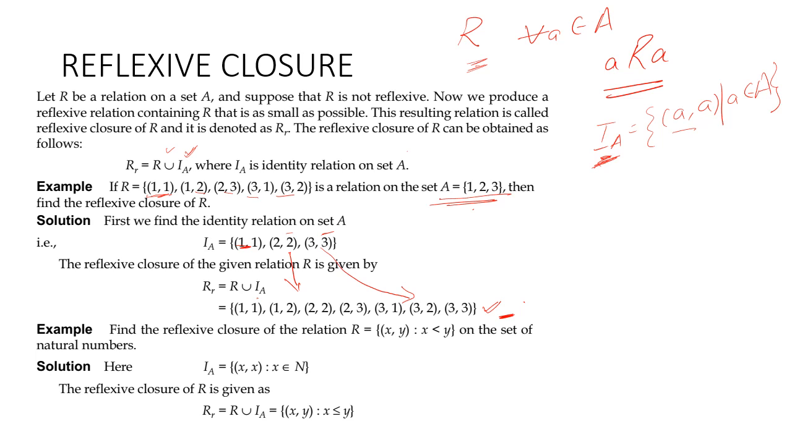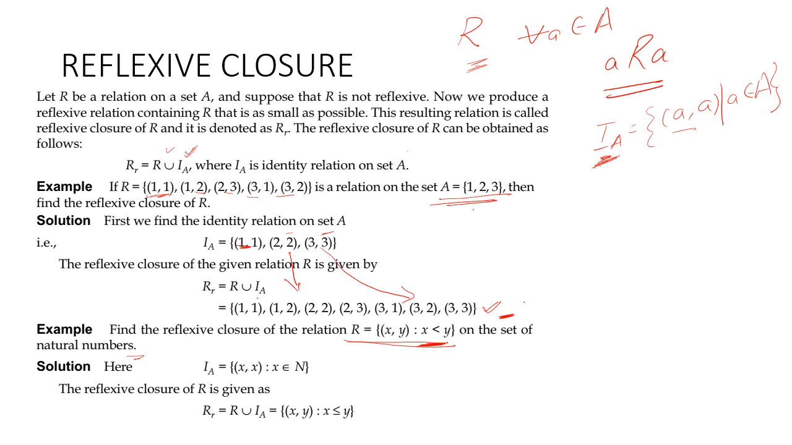Let's take another example. Now let's take an example where we cannot list the elements of the set. So you see over here, I have defined a relation on the set of natural numbers with the relation is x is related to y if x is less than y. So obviously, 1 is not less than 1, 2 is not less than 2, 3 is not less than 3. So this relation obviously is not a reflexive relation. So how do I make the reflexive relation?